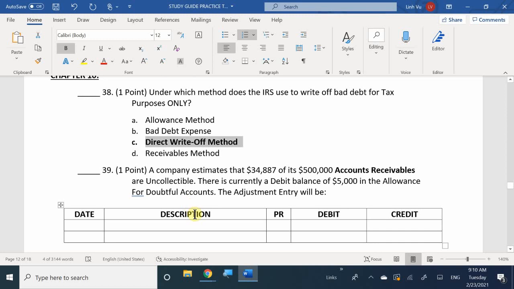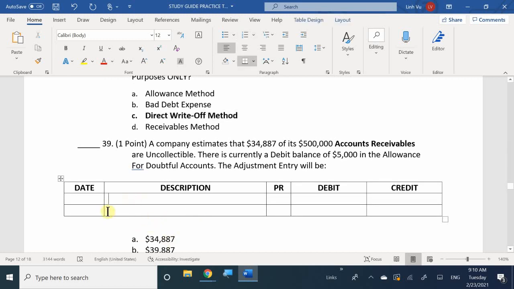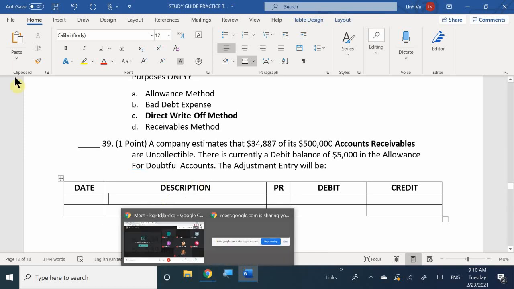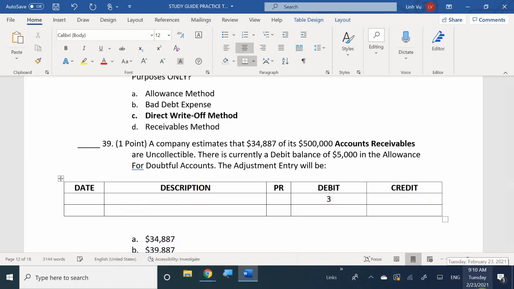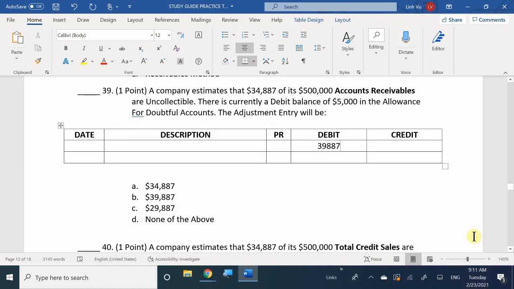Okay? So, question number 39. A company estimates that $34,807 of its 500,000 accounts receivables are uncollectible, and there's currently a debit balance of $5,000 in the allowance for doubtful accounts. So the adjustment entry will be 39,887. 39,887 is correct.